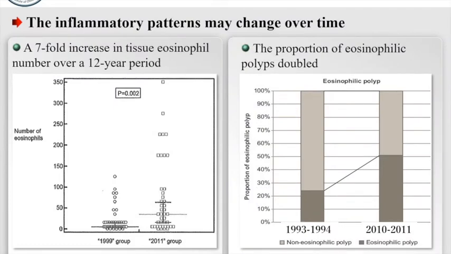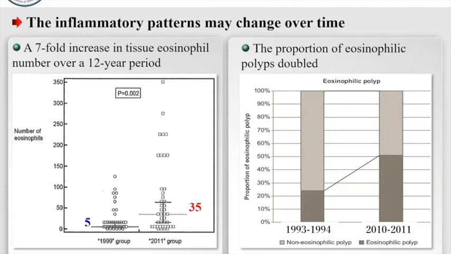There is one more thing I want to bring to your attention: within the last 2 decades, there was evidence from Thailand and Korea showing the polyps in Asia seem to be more eosinophilic. This study from Thailand, which was published in 2013, reported that over a period of 12 years, there was a 7-fold increase in tissue eosinophil number, from 5 per high-power field to 35 per high-power field.